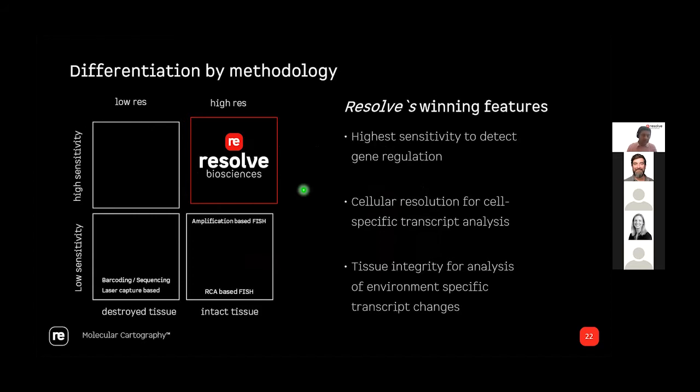So I did not really make a scientific case out of it, but the resolution is such that you can really identify transcripts in different subcellular compartments. And the third part is tissue integrity for analysis of environment-specific gene transcript changes. For example, as I just showed you, you can label the tissue using additional dyes, or you can do antibody staining and so on. And that's something we think at Resolve really differentiates us from some of the other technologies which are based on laser capture, in situ sequencing, or amplification-based FISH.